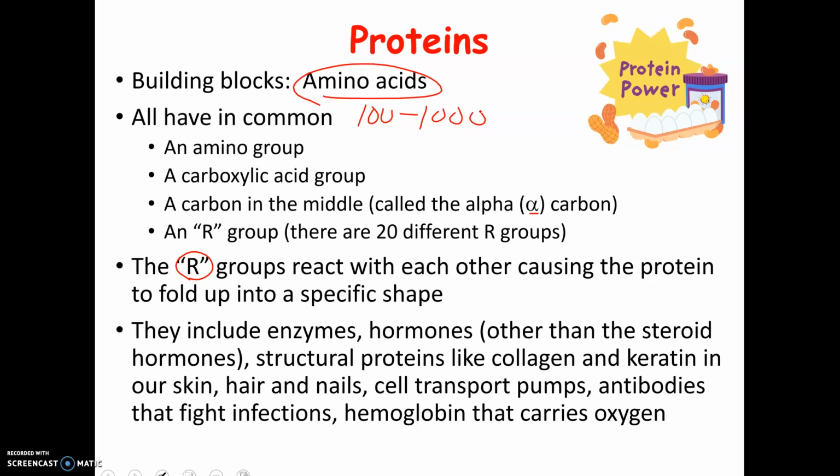Here's all the things that proteins do in your body. It's like 50% of the dry mass of your cell is protein. All the enzymes that speed up reactions in your body. Other than steroids, all your other hormones in your body, like insulin, for example. Structural proteins, collagen and keratin in your skin, hair, and nails. Elastin that makes your skin elastic. Transport pumps that carry things in and out of cells. Antibodies to fight infections, hemoglobin, which is in your blood that carries oxygen for you, also melanin that gives your skin its pigment. Proteins are super important. They're our main structure and functional macromolecule as far as keeping us alive.